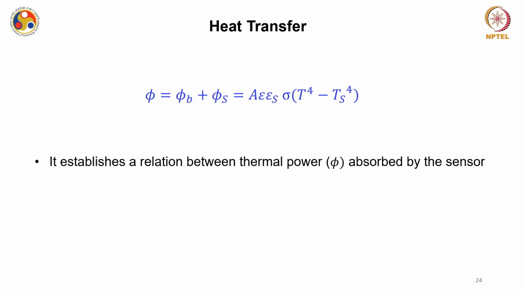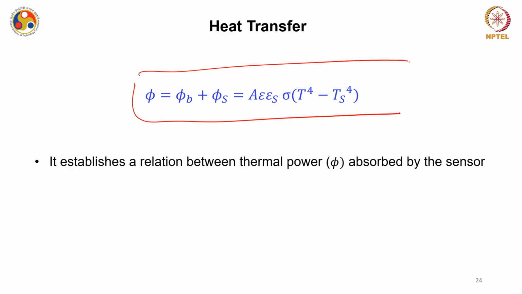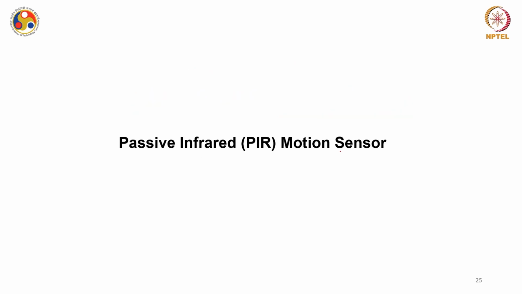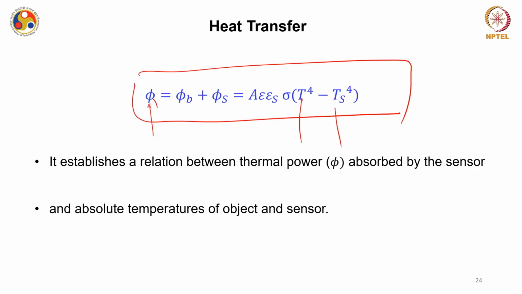So this equation that we have just seen establishes a relationship between the thermal power phi absorbed by the sensor and the absolute temperature of the object as well as the sensor. This is how heat transfer takes place between a thermal sensor and the object, and it is the basis of any kind of thermal radiation sensor that exists.